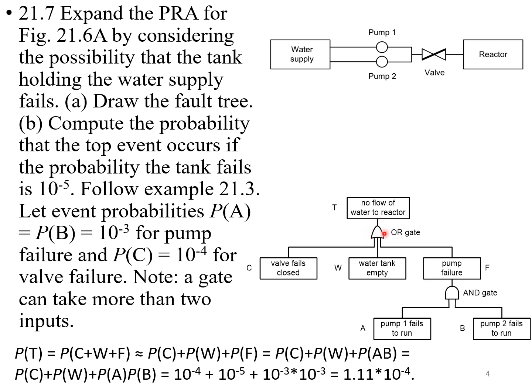Pay attention how this OR gate is drawn. So you have a pointy on the top, and then you have a curve at the bottom. Then you have three events. One is the water tank empty. So here we use the W to denote that. And valve fail to close, and we follow this notation from the textbook. We use the C.